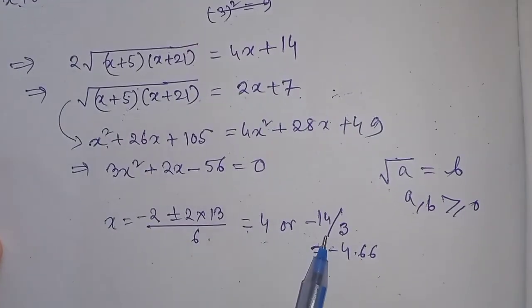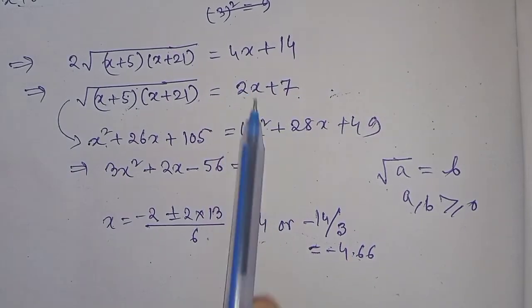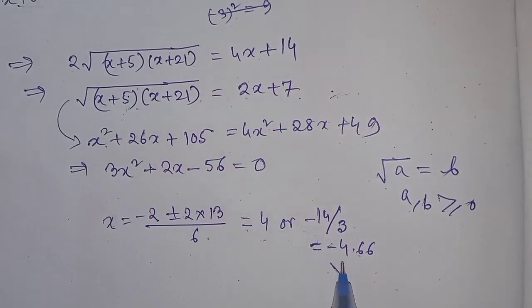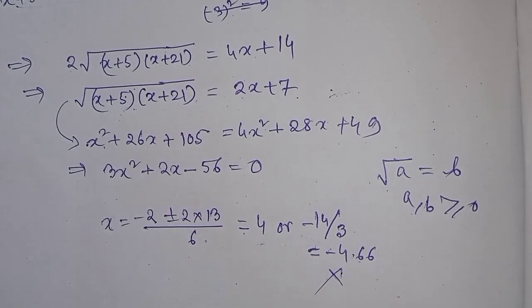So see, when I put minus 14 by 3, this term is positive, but this is negative, and this one cannot be negative. So here is the catch. So minus 14 by 3 cannot be the answer. So x equal to 4 is the correct answer to this question.